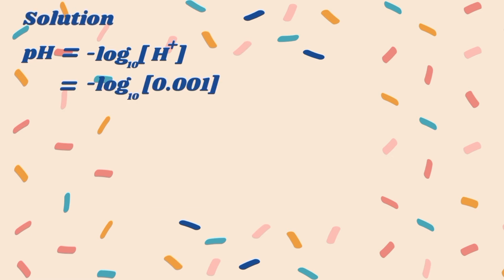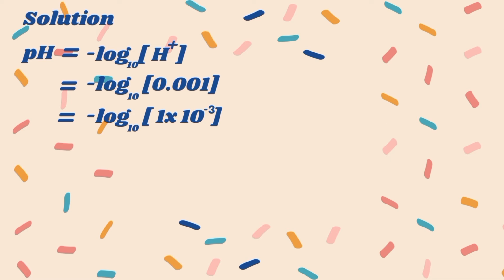So the first thing we need to do is to express 0.001 in standard form, and this will give us 1 times 10 raised to the power of minus 3. That's what we should get. So we're supposed to express that value in standard form, and we have 1 times 10 raised to the power minus 3. So the next step is to open our brackets.